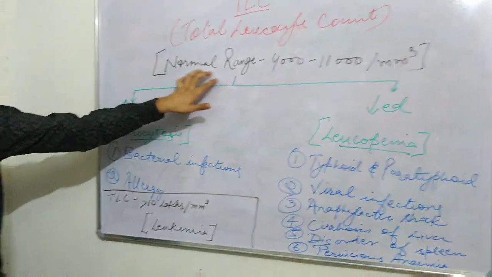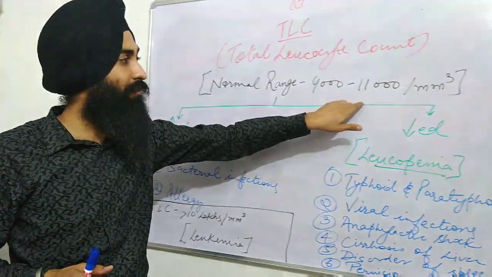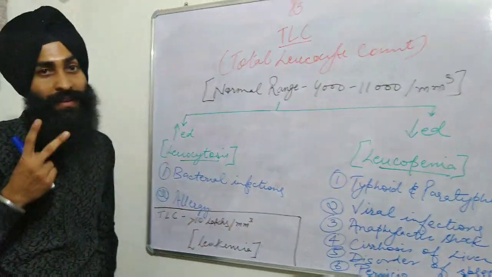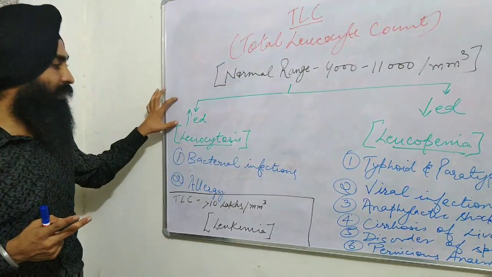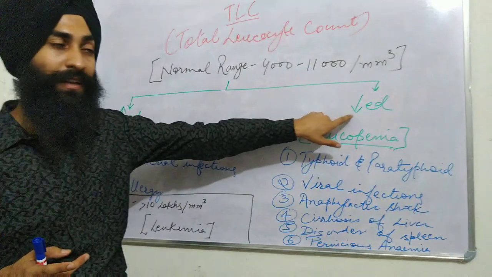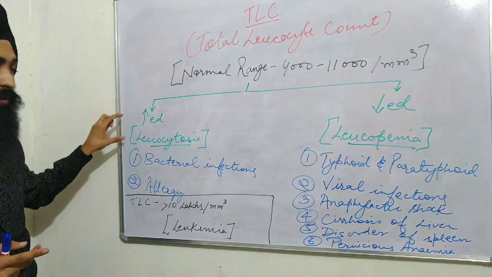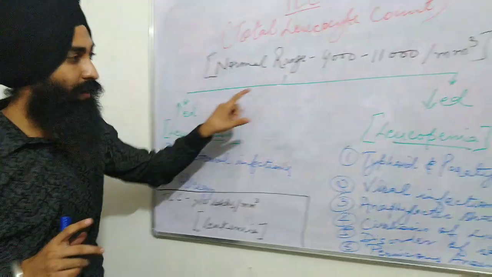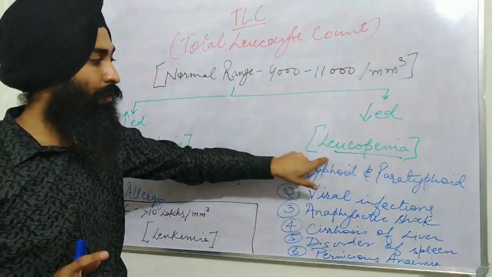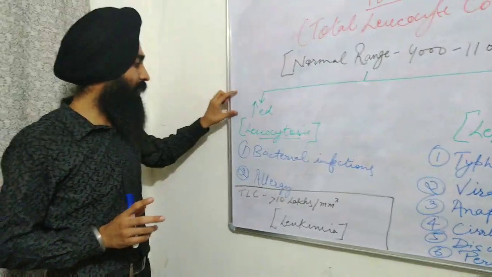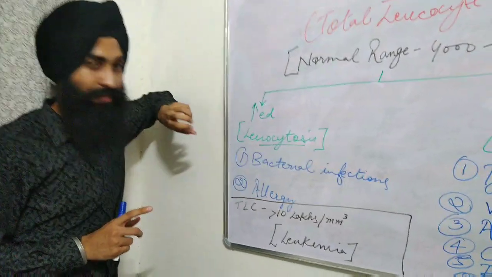The normal range of total leukocyte count is 4000 to 11,000 per cubic millimeter. Now there are two conditions that occur: either it is increased or it is decreased. Increased leukocytes are called leukocytosis and decreased leukocytes are called leukopenia. What are the conditions in which leukocytes are increased?